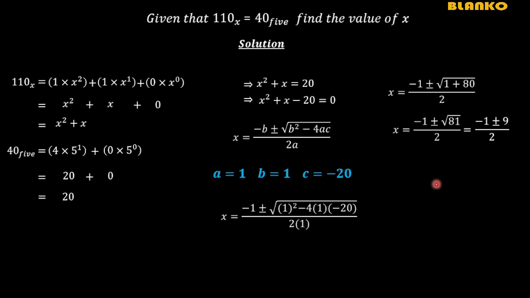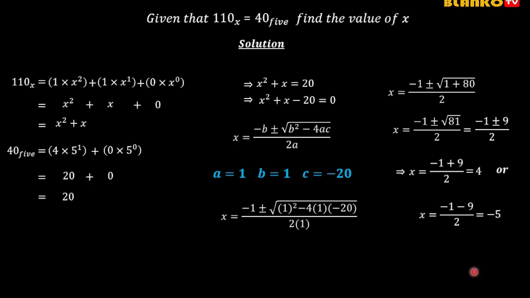Alright, so this means x is equal to negative 1 plus 9 over 2, which is equal to 4, or x is equal to negative 1 minus 9 over 2, which is equal to negative 5. I hope you are following it. So our final answer for x is: x is equal to 4 or x is equal to negative 5.